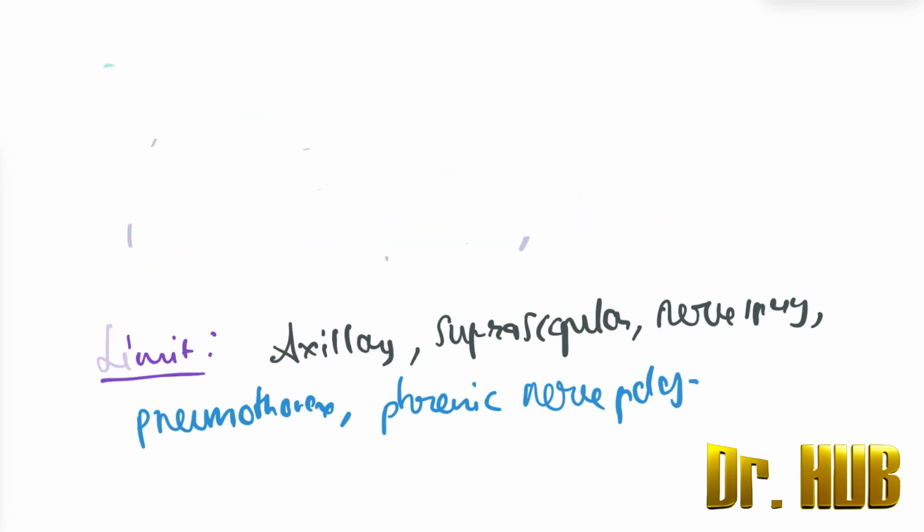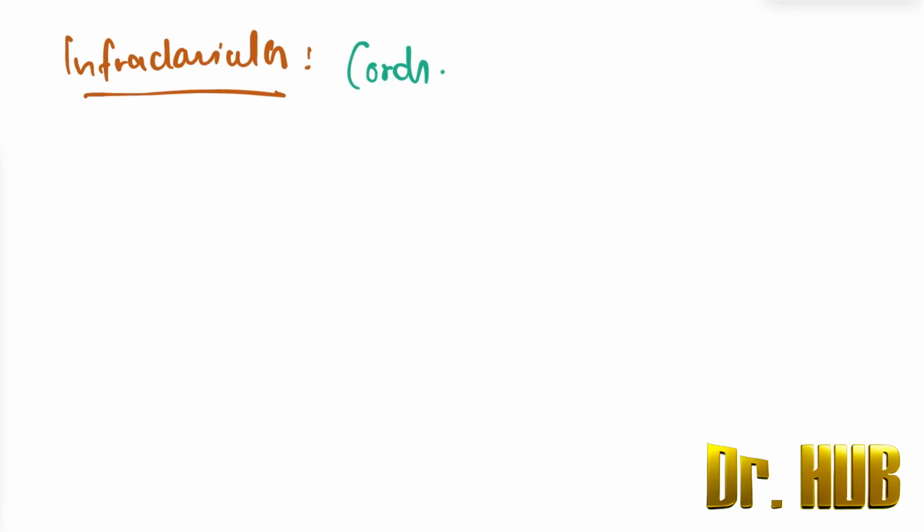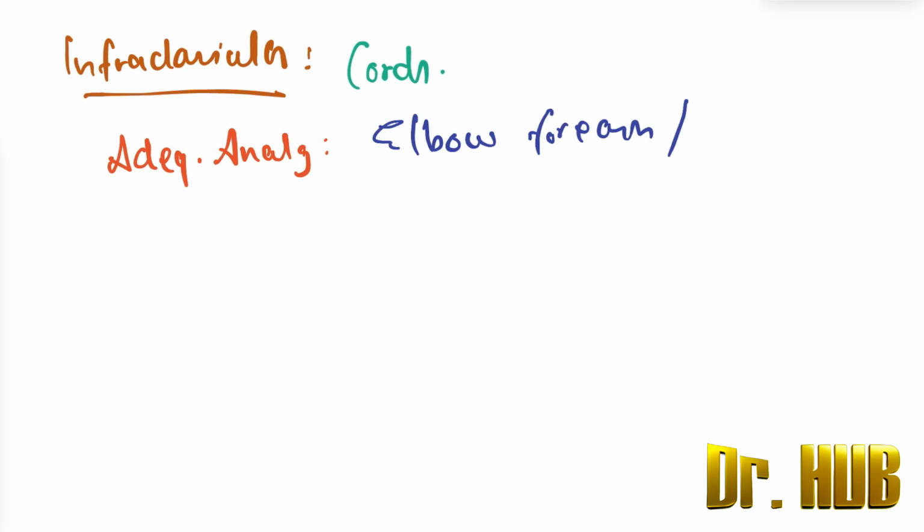Next we are moving on to the infraclavicular. In terms of the infraclavicular, the level of block is at the cords. The adequate analgesia is seen near the elbow, forearm as well as the hand.